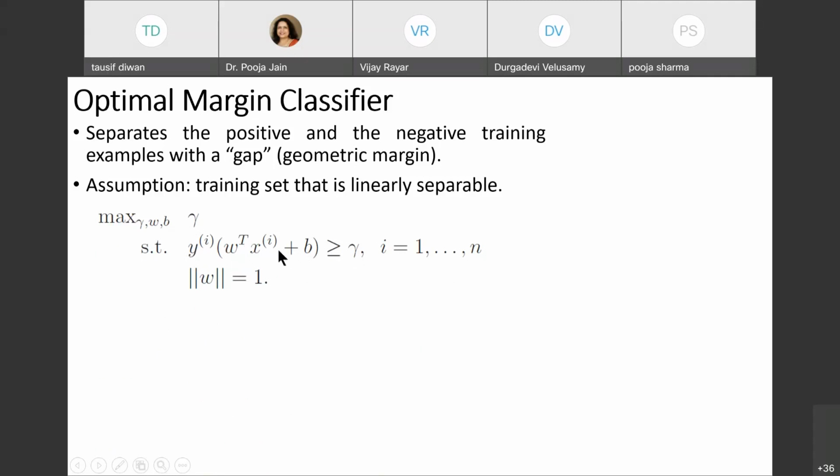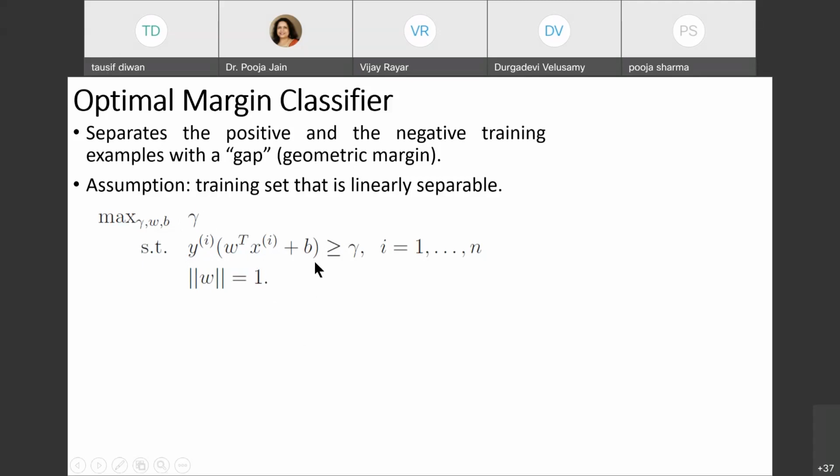Okay, here why are we talking about functional margin? We should talk about the geometric margin because here we are looking at gamma only. But just look at this constraint: norm of w is equal to 1. When norm of w is equal to 1, then functional margin and geometric margin are the same. That's why here we are maximizing this geometric margin, and this is our constraint.